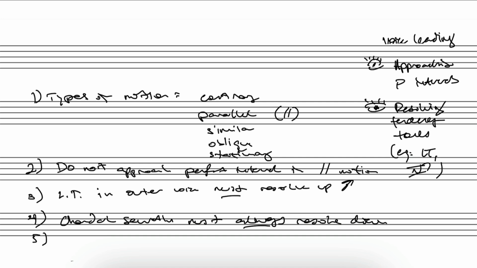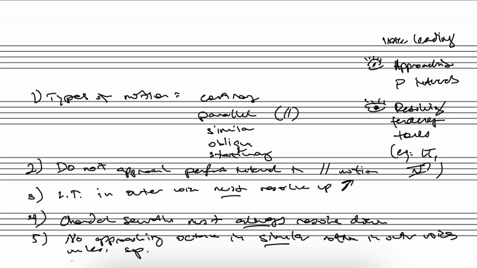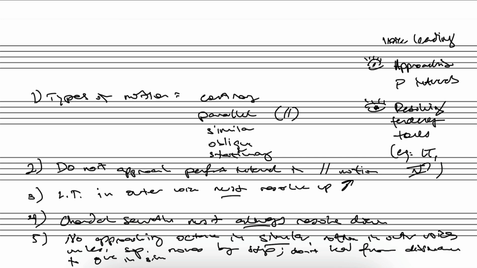And number 5, we're not going to approach an octave in similar motion between outer voices unless the soprano moves up by step. And we're not going to approach a unison from similar motion, and we're not going to lead from dissonance to an octave in similar motion.